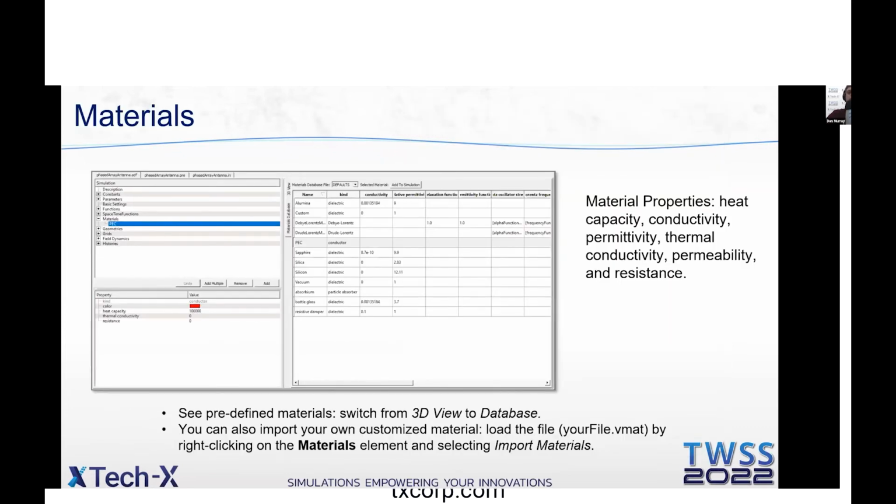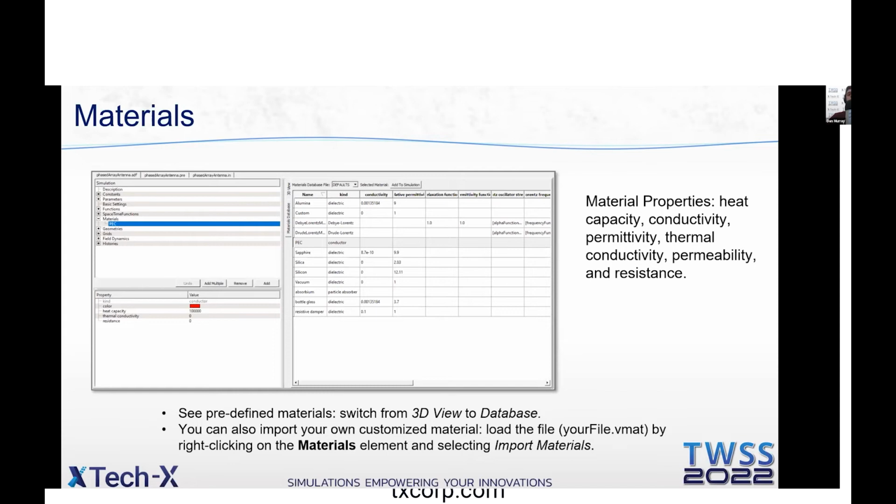And materials are not immediately included in a simulation when you start it up. There is, as I said, a list of material properties which are included within VSim that can be imported into a simulation, but they are not in the simulation by default. So we can see a variety of material properties: the heat capacity, conductivity, permittivity, etc. And in order to see these predefined materials, we just switch from the 3D view to the materials database.